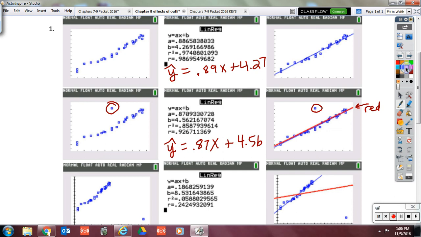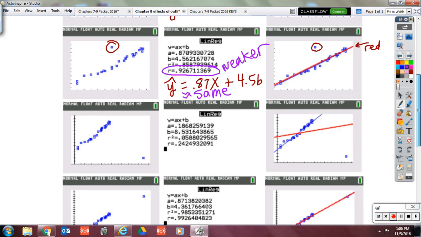However, let's take a look at the correlation. The correlation was 0.987, and now it is 0.927. So this point made the correlation weaker. Okay, so the correlation got weaker. The equation of the line stayed about the same.